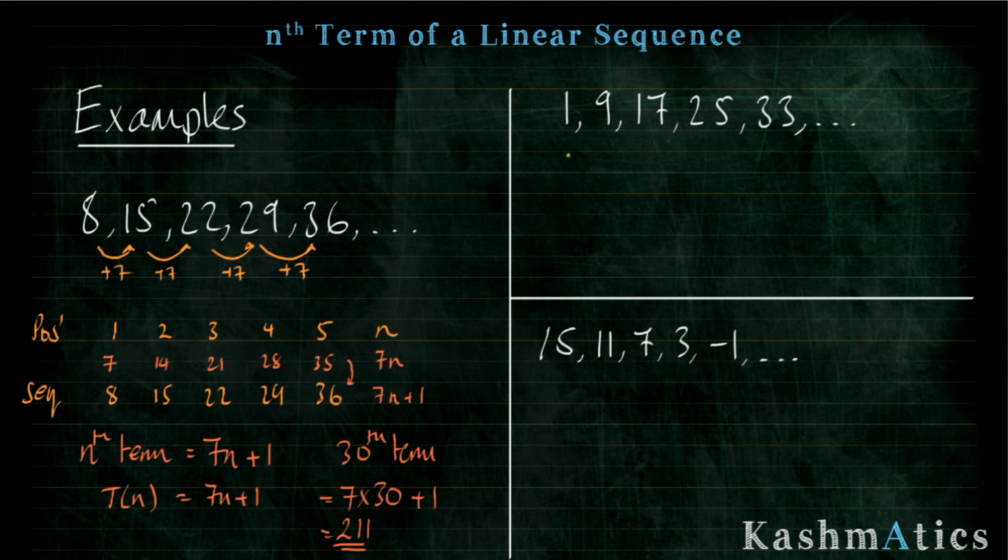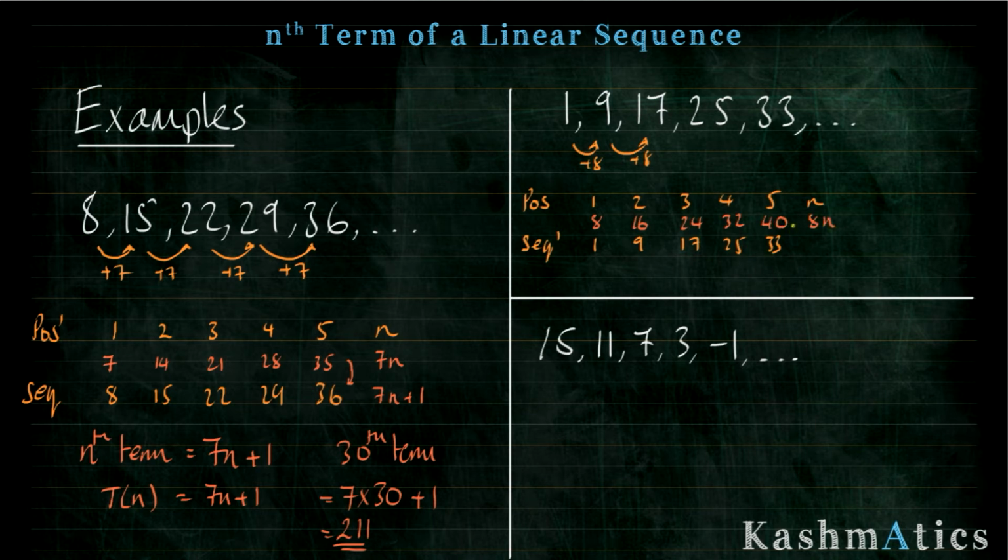So let's look at the second example. We can see it's going up in 8. So we're adding 8 each time. So it's something to do with that 8 times table. Let's just make our table. Position number 1, 2, 3, 4, and 5, and then n, and the sequence is 1, 9, 17, 25, and 33. And in the middle there, we need to write down an 8 times table, which is 8, 16, 24, 32, and 40. So this row here is 8n.